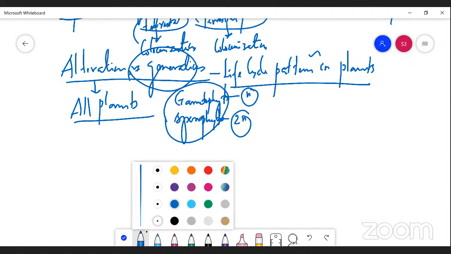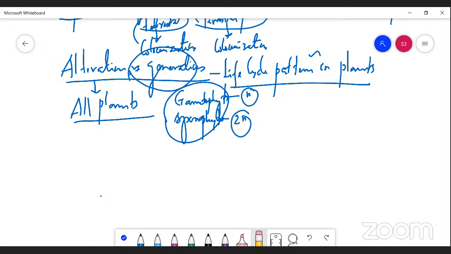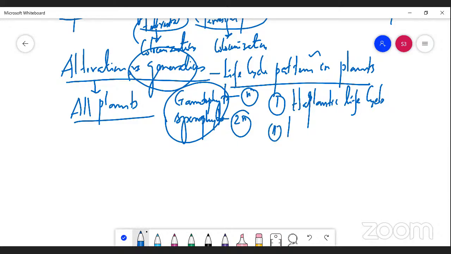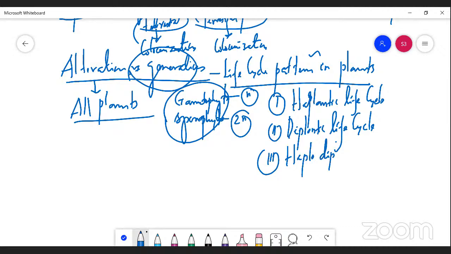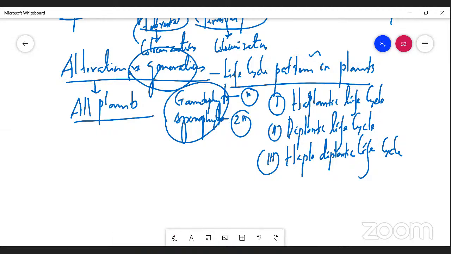The alterations of generation can be classified into three types. One is the haplontic life cycle. Second, the diplontic life cycle. Third, the haplodiplontic life cycle. There are three types: haplontic life cycle, diplontic life cycle, haplodiplontic life cycle. Let me go to the first one, namely the haplontic life cycle.